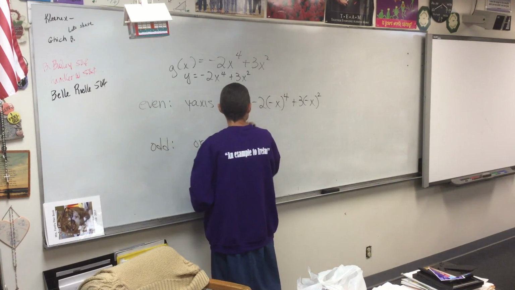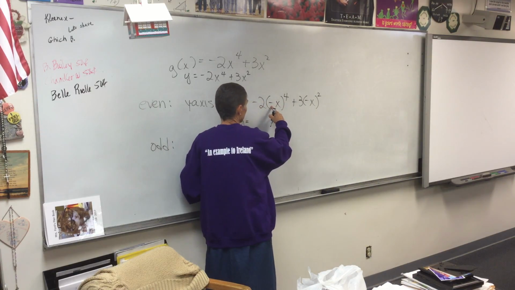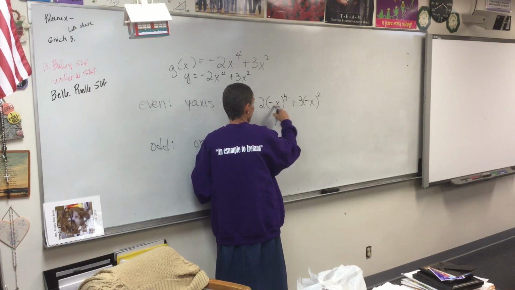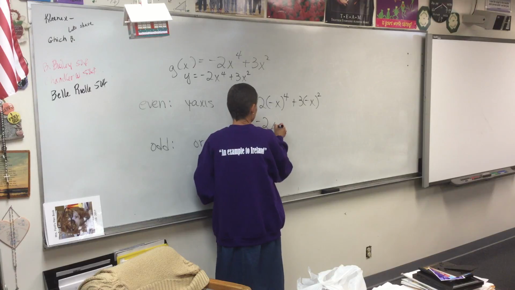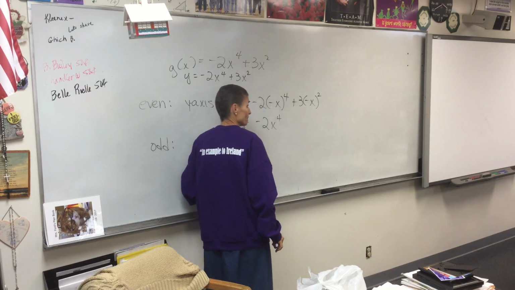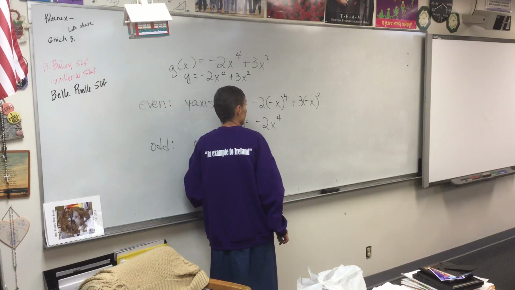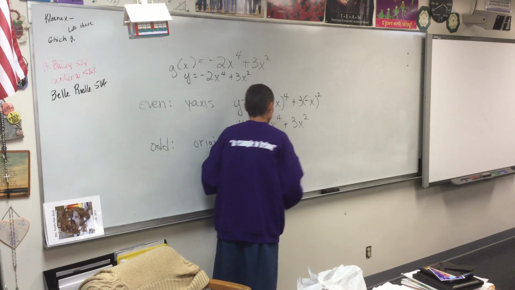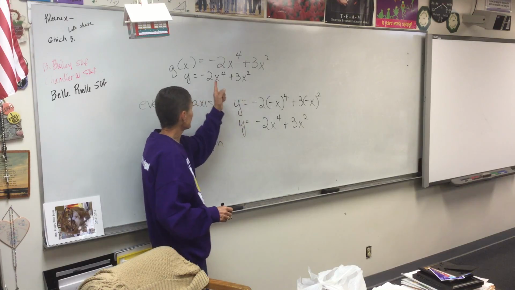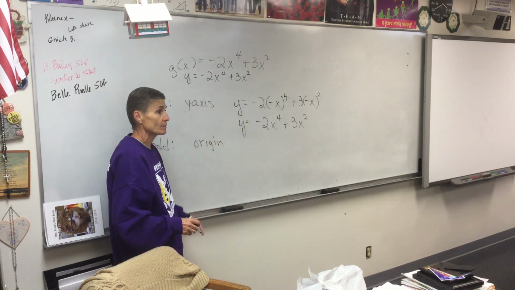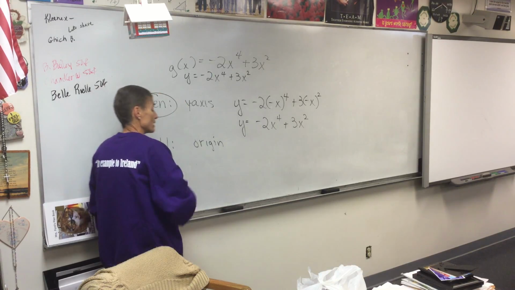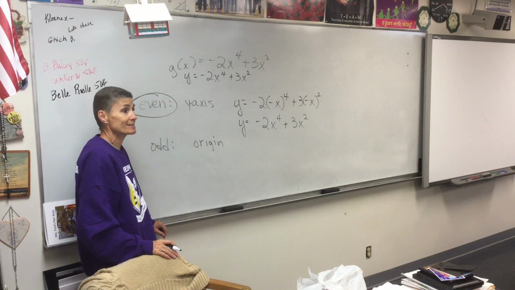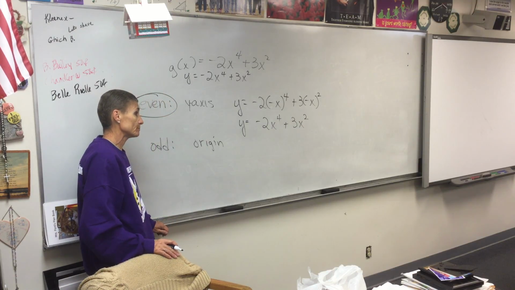Now, what happens when I do that? Well, what happens to this negative? It does not cancel with this one. It becomes positive because I'm raising it to the 4th power. So this is still negative 2x to the 4th. What about that negative? It gets squared out, so I have plus 3x squared. Now, compare that to the original problem. What do you notice about it? It's the exact same. And when it's the same, we have symmetry. When the equations match exactly, we have symmetry.